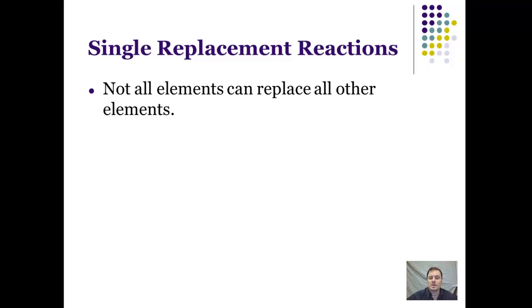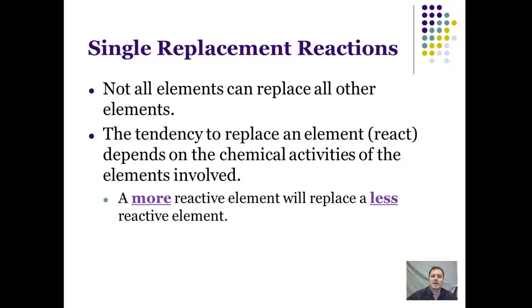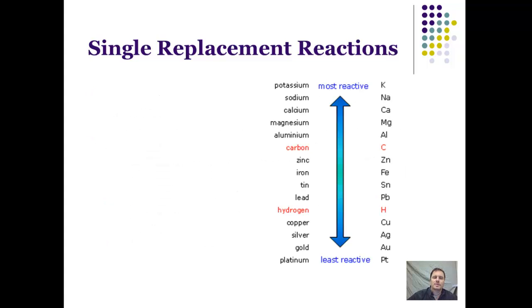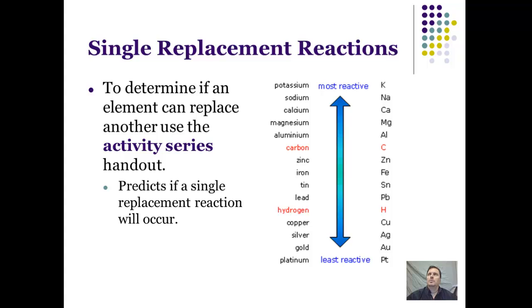Well, single replacements are the same way. The tendency to replace an element depends on the activities of the elements involved. The one doing the replacing must be more active than the one that's already combined. So a more reactive element will replace a less reactive element. It doesn't happen the other way around. You're not going to dump your date for somebody more boring. No, you're going to dump them and find somebody more active. The way we tell this is what we call an activity series. Don't copy this. I will give this to you in class. But the activity series tells us if these reactions are going to occur or not. So it predicts that the single replacement will occur.